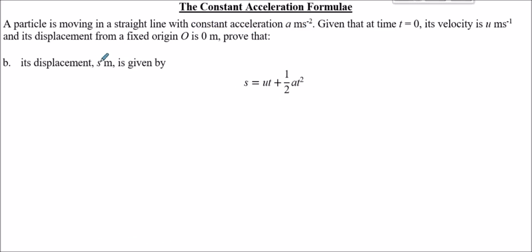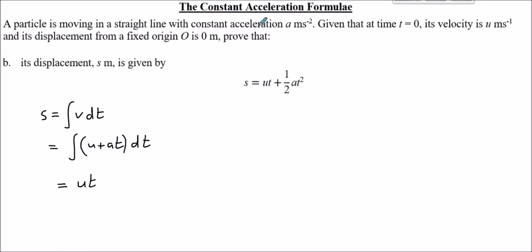For part B, we now use what we found out from part A to derive s equals ut plus a half at squared. So we need to recall that the displacement is obtained by integrating the velocity with respect to time. And from part A, we now know that velocity is the same as u plus at. And so we can integrate u plus at with respect to time. Now u is just a constant, it's just a fixed number, which means the initial velocity. And so we can treat u as a constant and integrate that with respect to t. That just gives us u multiplied by t.